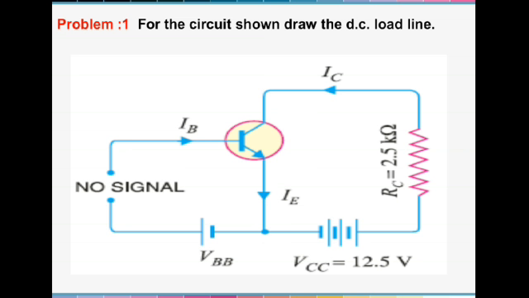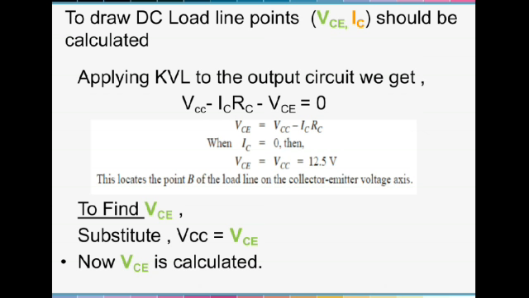We are having the input voltage side as VBB and the output as VCC. VCC is given as 12.5 volts, and the collector resistor RC is given as 2.5K, and we are asked to draw the DC load line. Already we discussed, to draw the DC load line we need just 2 points, one is VCE and another one is IC. After finding VCE and IC, locating VCE on the x-axis is step 1, and locating IC on the y-axis is step 2.